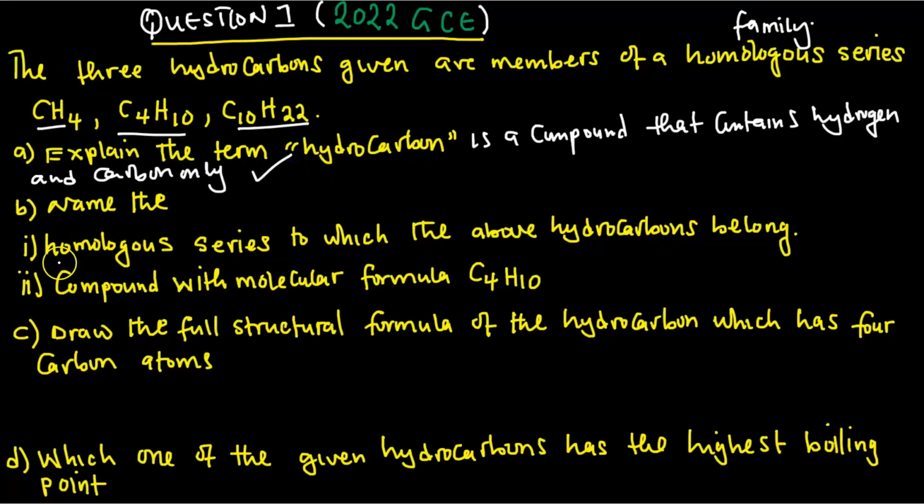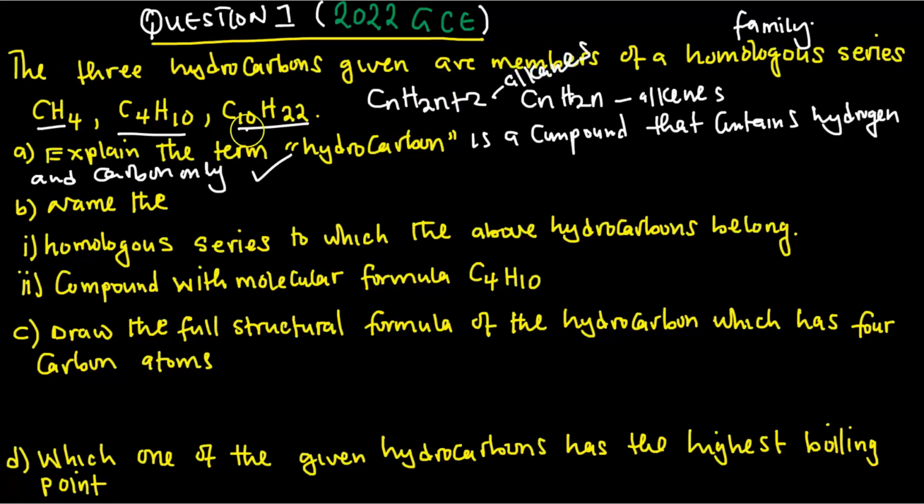Then, name the homologous series to which the above hydrocarbons belong. So where do they belong? If you look at the general formula, let me write the general formula for the two possible ones: CnH2n+2, then CnH2n. CnH2n is for alkenes, and CnH2n+2 is for alkanes.